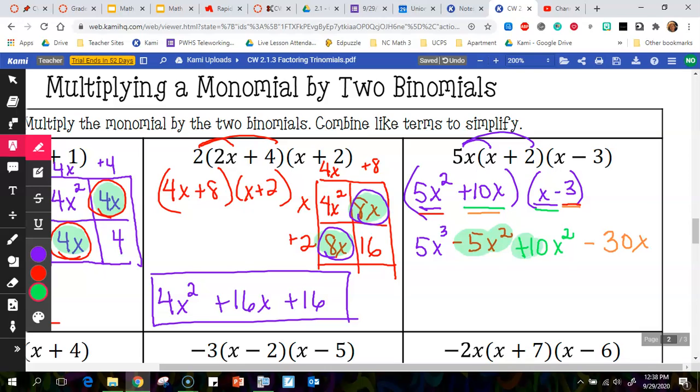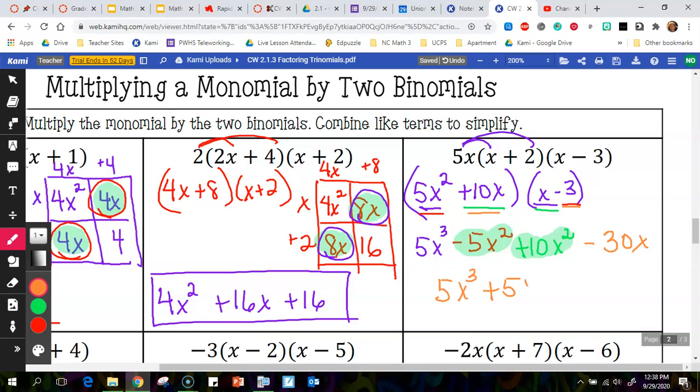This right here and this right here are like terms. I need to combine those. And again, this might be easier for you or the box method. It doesn't matter to me which way you do it. That's going to be 5x cubed plus 5x squared, because that plus the negative 5 is 5x squared, minus 30x.